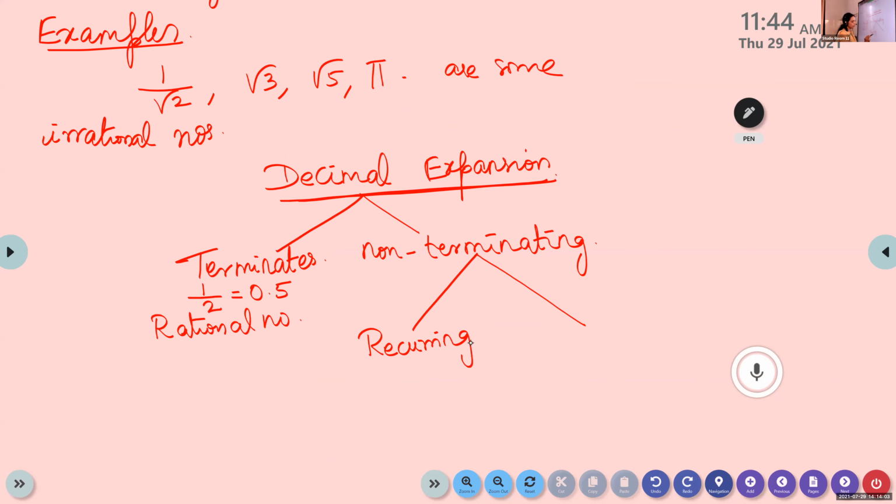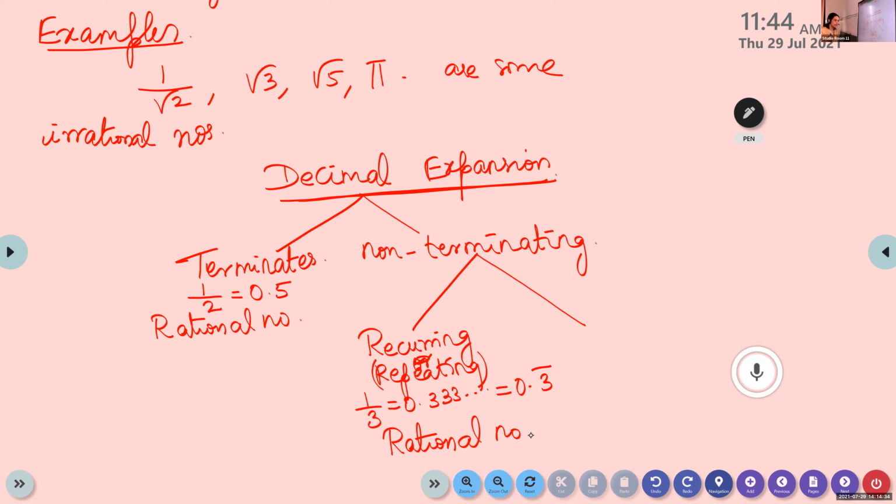Recurring means, otherwise we call it repeating. If it is recurring or repeating, for example, if you take 1 by 3, it is 0.333 and it goes on, isn't it? So we can write this as 0.3 bar. If it is recurring, it is again a rational number. If the decimal expansion is recurring, then it is a rational number. Non-terminating, recurring means it is a rational number.